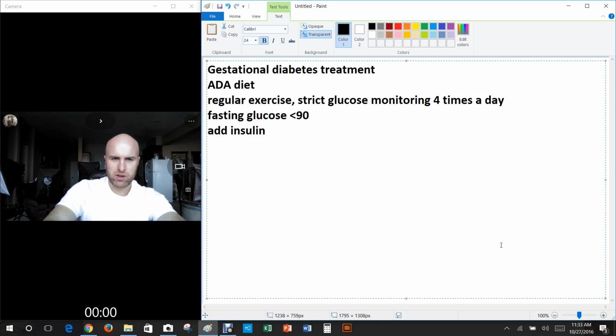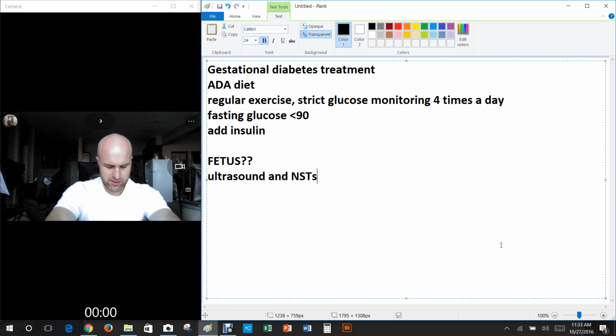For the fetus, what do you need for the fetus? That's stuff you do for the mother. What about for the fetus? So for the fetus, you're just going to do ultrasound and NSTs, non-stress tests, to assess the growth, okay? Also, it says it may be necessary to induce labor at 39 to 40 weeks if insulin or an oral hypoglycemic agent is necessary for glucose control.